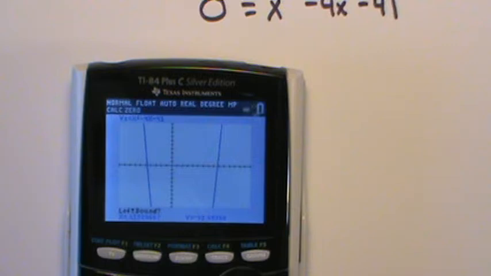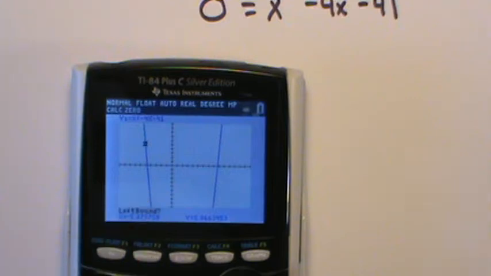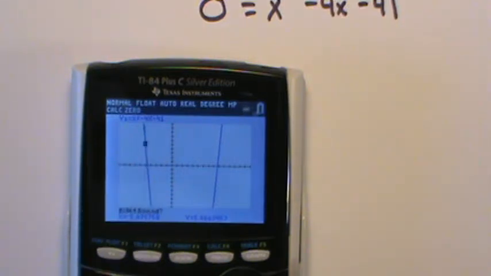Now I'll have to do a left bound, so I'm going to start all the way over here on the left. I know it's going to be negative something. See how it goes from a positive to a negative. I'm looking at the y value now. I have to be above the x-axis. I'll move to the right. I'm beneath the x-axis. I hit enter. It asks for a guess, and it'll take me to this value.